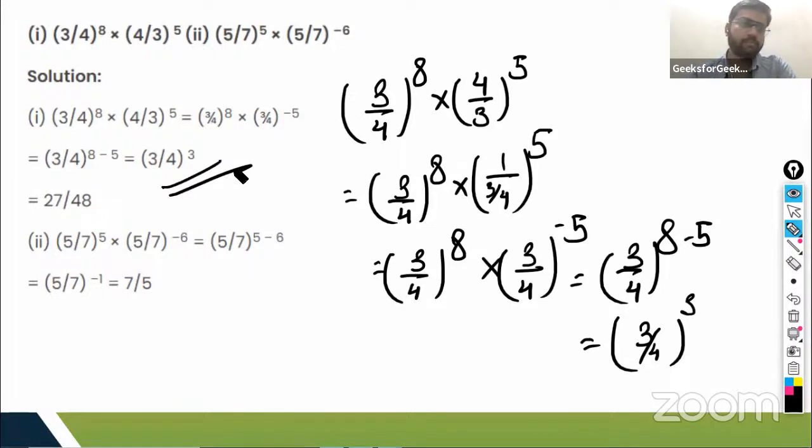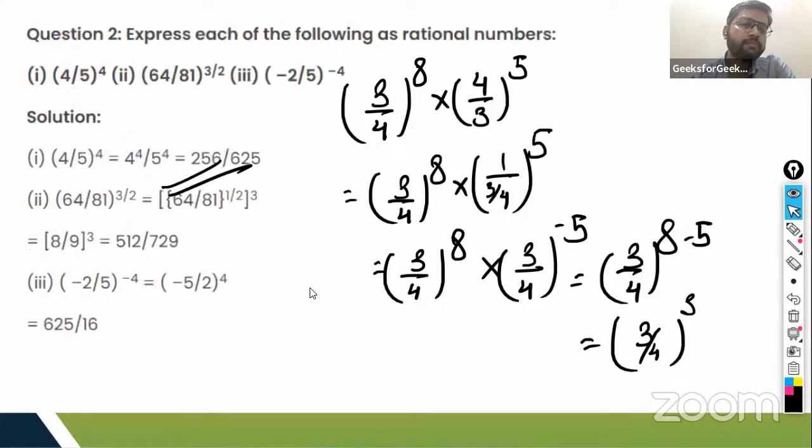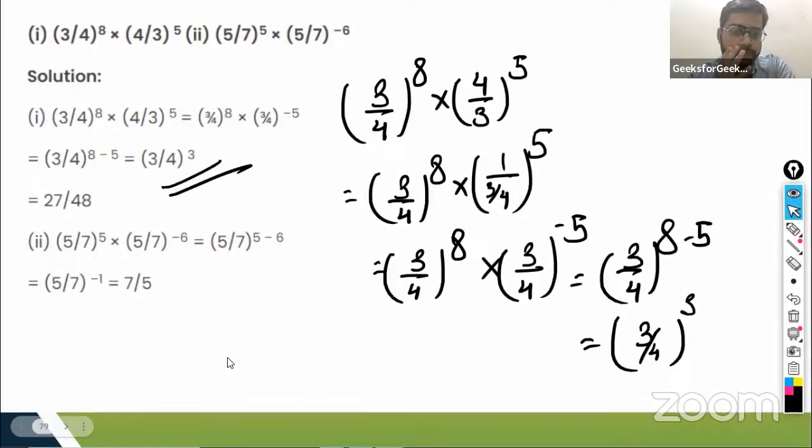The first answer is how much? 27 by 48. I have written the whole solution over here. 27 by 48, one answer is coming. 27 by 64, the second answer is coming. The option for this question will be 27 by 64. 48 was my own answer, which was incorrect. It was written wrong on the website too, so the whole answer was copy-pasted from there.